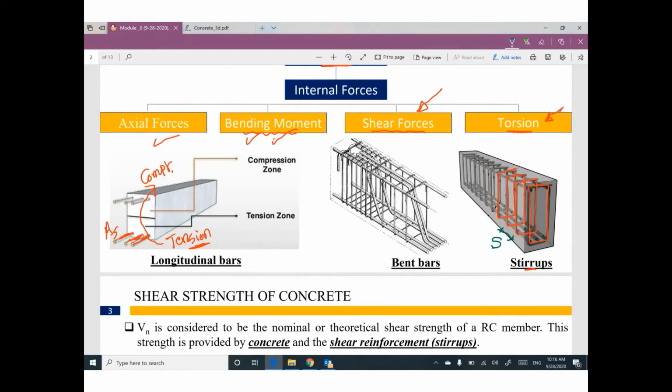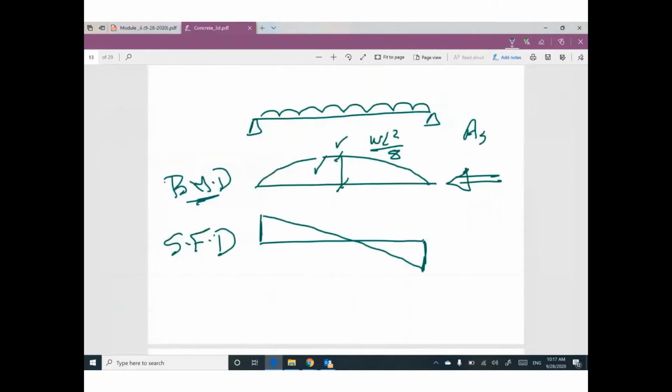Or sometimes your longitudinal reinforcement is bent like this. Can you watch this one bent at 45 degrees? The main reason for this bend is to support shear force. But we highly recommend using stirrups to support this shear. Let me explain it to you a little bit.